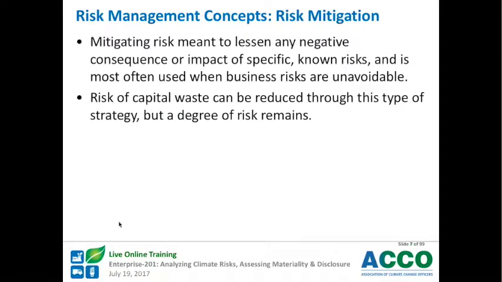On risk mitigation, this is meant to lessen the negative consequence or impact of a specific or known risk, and it's most often used when the risks are unavoidable, like the example I just gave. So as an alternative to saying, no, we're not going to have a road here, perhaps your alternatives are to put better stormwater drainage or to raise the road. The risk of capital waste can be significantly reduced through this type of strategy, but risk mitigation does not mean that risk is removed. It only means that a portion of that risk has been mitigated.